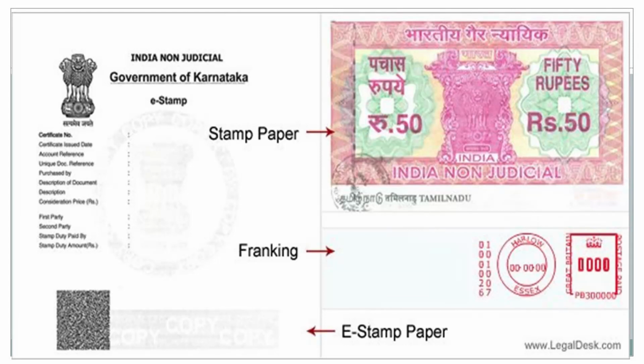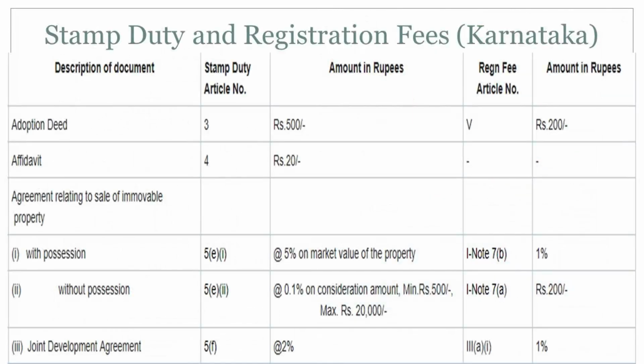Yes, I can. I have put on your screen the stamp duty and registration fees in the state of Karnataka. There's stamp duty there for adoption deeds, for affidavits. Adoption deed, we've covered that already, if you remember, in our lectures previously on family law. We've seen there an agreement in relation to sale of immovable property, which is what we're concerned with. The stamp duty there is 5% of market value of the property, and the registration fee is 1%.